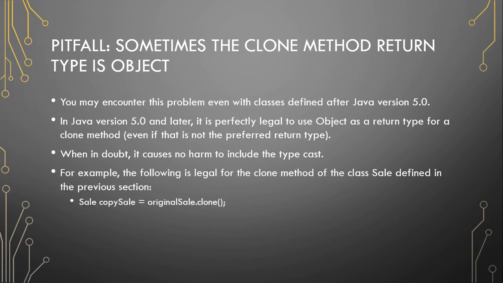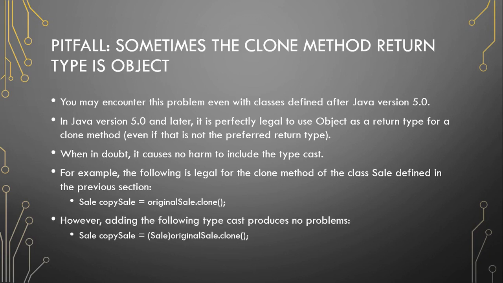So for example, the following is legal for the clone method of class Sale defined within the previous section: Sale copySale = originalSale.clone(). However, adding the following typecast will produce no problems: Sale copySale = (Sale)originalSale.clone(). Right, so you notice that they are pretty much identical, except that the second one has the typecast. And again, that's not going to affect the value in any way, shape, or form. Because the typecast is what we're desiring, and in this instance it's still Sale, we're good to go. Older versions require this, so you'd have to put Sale there. But for our newer versions, we can just do this.